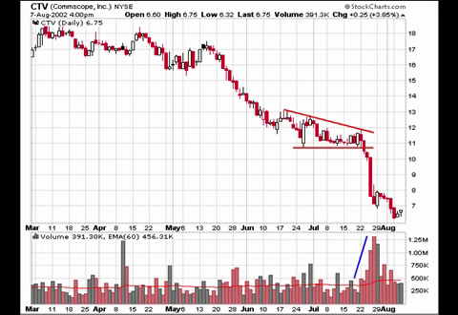Here's CTV. The stock steadily trended down before trading into a tight descending triangle. The pattern was on the smaller side and didn't have many distinct touches, but it was still valid nonetheless. Volume was slightly above average on the breakdown, and then it ramped up as the stock continued to sell off.